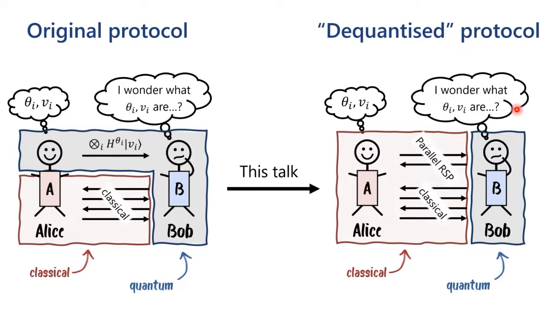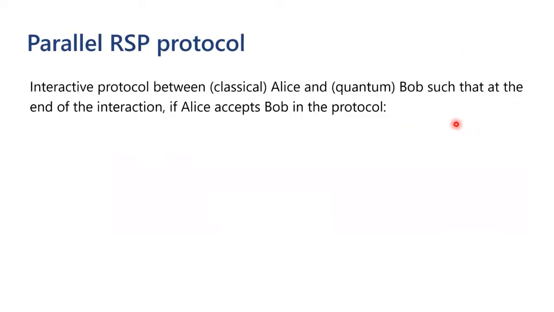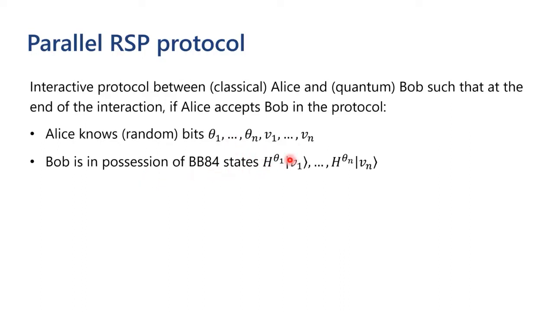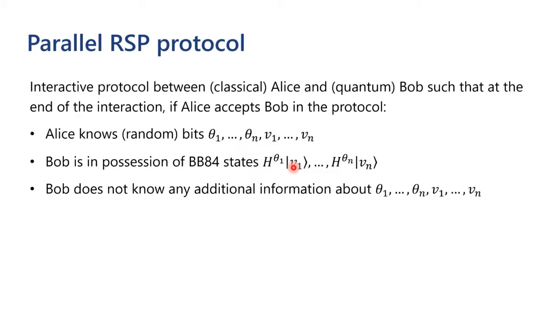So we can write down these requirements and say that this parallel RSP protocol that we're looking for is some interactive protocol between classical Alice and quantum Bob, such that at the end of the interaction, if Alice accepts Bob in the protocol, then Alice knows some random bits theta_i and v_i, the bases and values of the BB84 states. Bob is in possession of these corresponding BB84 states. And crucially, Bob does not know any additional information about these values theta_i and v_i. Okay, so this reflects the fact that Bob should be left wondering what these values are, except for having the information about them that is contained in his BB84 states, but that he can't just use to find out what they are. Okay, so this is what we want.